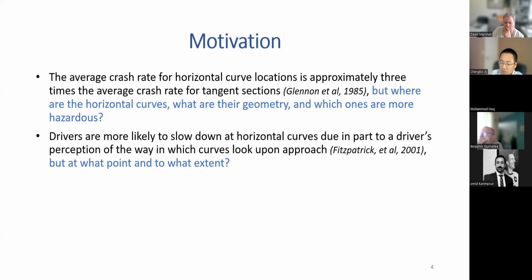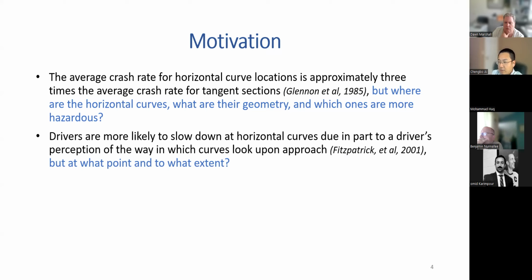Also, most importantly, we have so many curves. Although we don't know exactly where they are, we know they're there. However, which ones are more hazardous than others? Why are crashes concentrated on certain areas of curves versus others? Really, these questions bug me and my co-PIs. What should we look into?